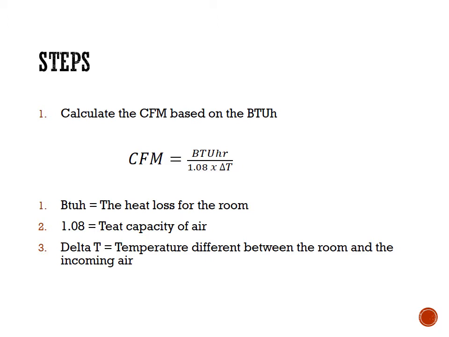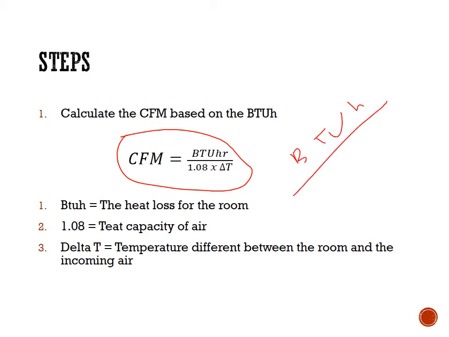That's very simple. You can use this equation, and you will go to each room. You already have your BTU for each room. You divide that by 1.08, which is a constant. It's not a constant in general, but for our case, it's a constant, and it's the heat capacity of air, times delta T. And this stays as is, 1.08.